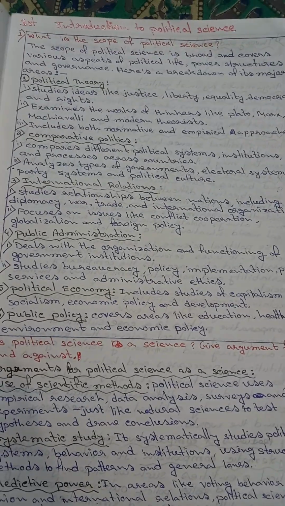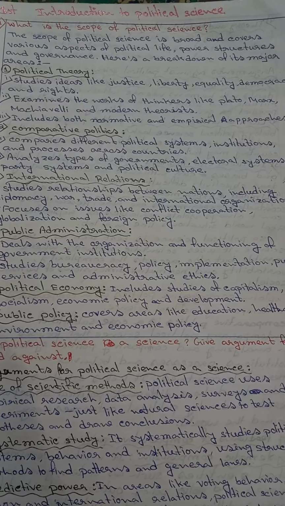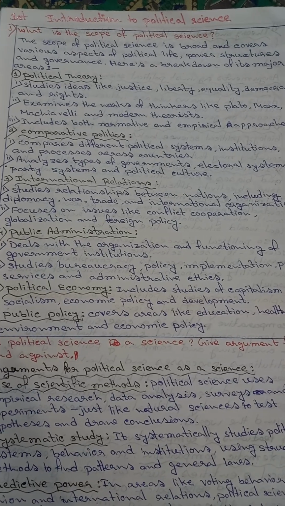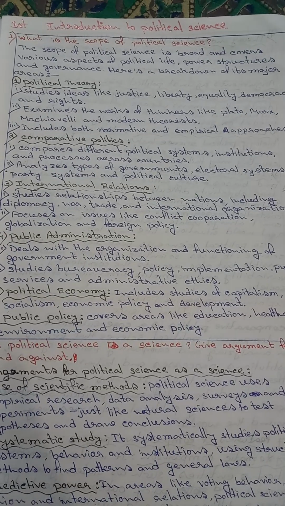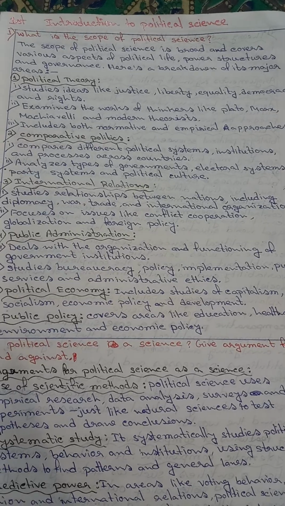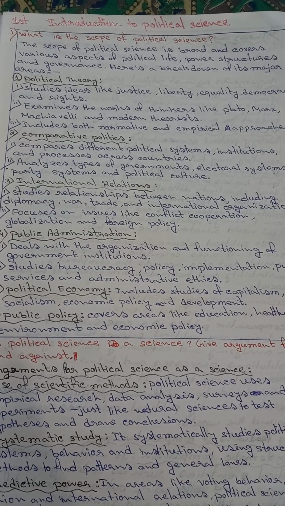First question is, what is the scope of political science? The scope of political science is broad and covers various aspects of political life, power, structures and governance. Here's a breakdown of its major areas.